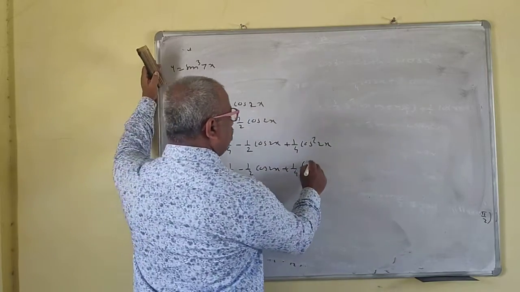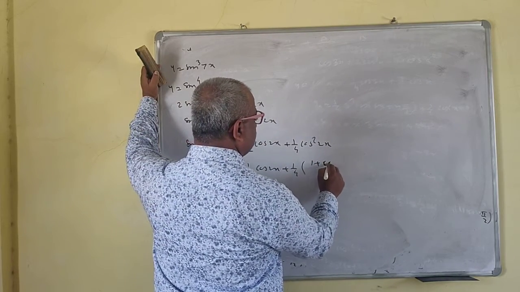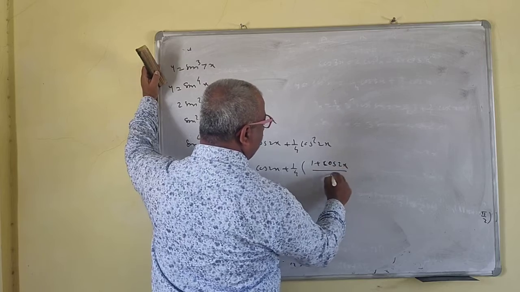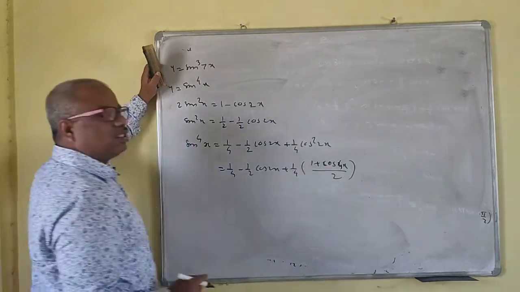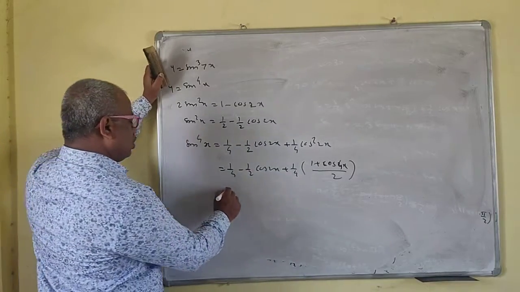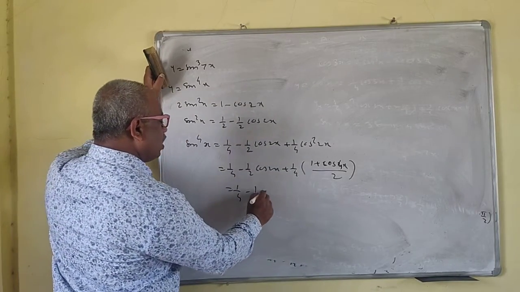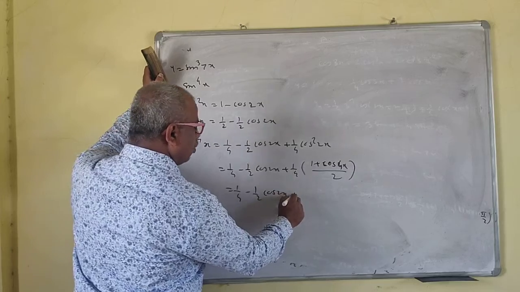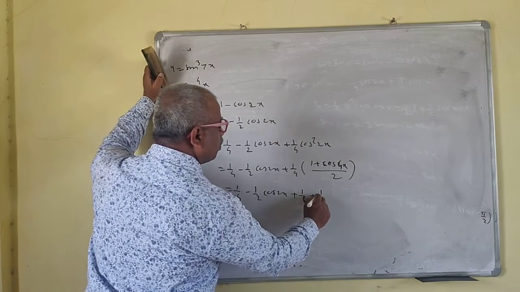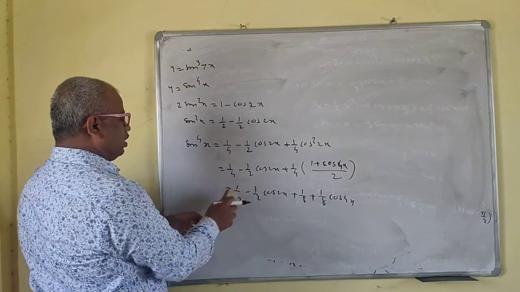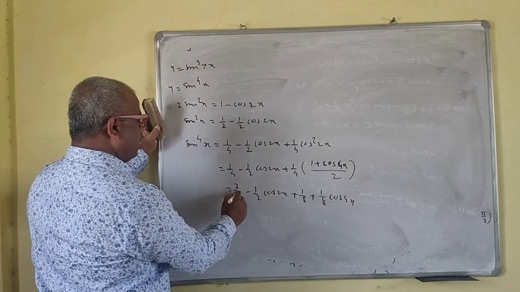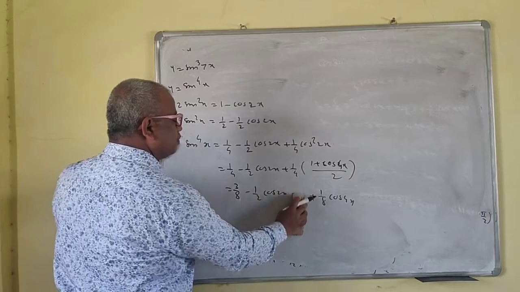cos square twice x, which is 1 plus cos twice x upon 2. This is the formula, and twice x means I have to write 4x. This is the formula for cos square twice x. So this is 1 by 4 minus 1 half cos twice x plus 1 by 8 plus 1 by 8 cos 4x. So 1 by 8 plus 1 by 8 is 3 by 8, so this is 3 by 8.